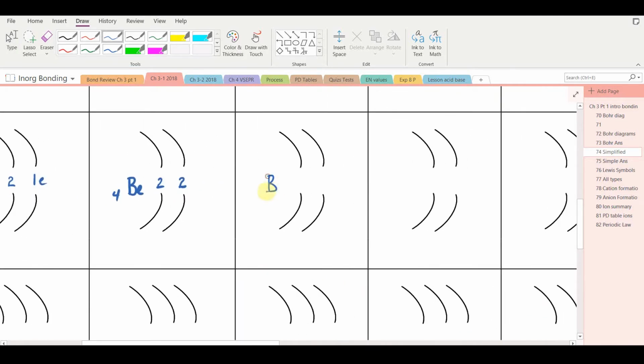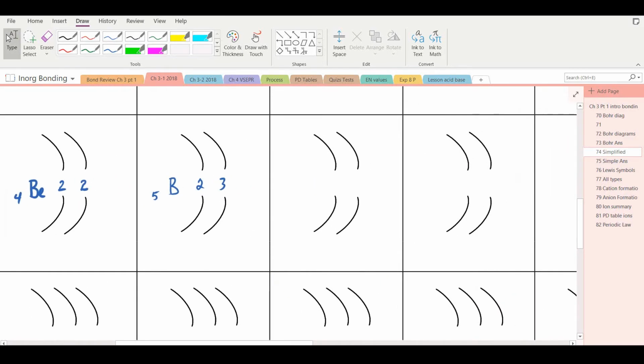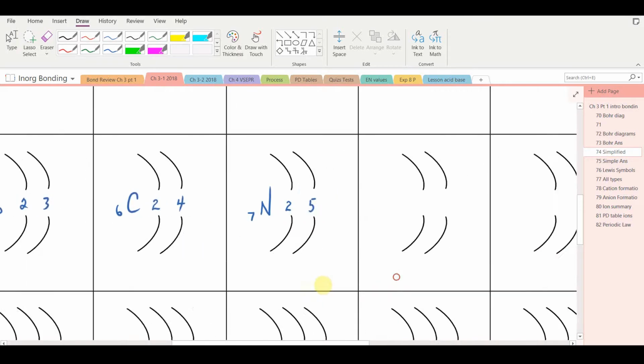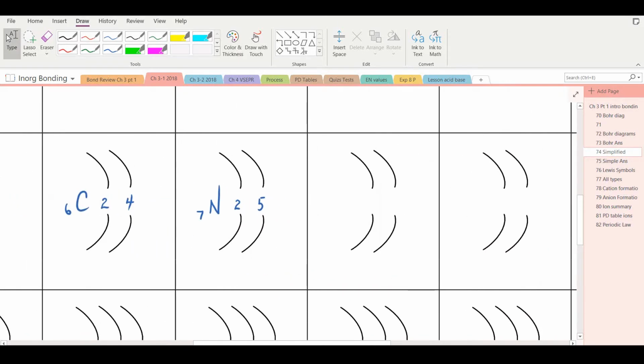Boron is next, with 5 electrons, 2 plus 3. Carbon is next, 6 electrons, 2 and 4 in the valence shell. Nitrogen, element 7, has 2 electrons in the first shell and 5 in the second shell. In the valence shell, the outer shell is called the valence shell. Oxygen, element number 8, 2 electrons in the first shell and 6 electrons in the valence shell.